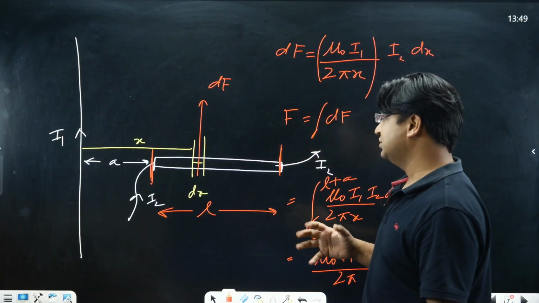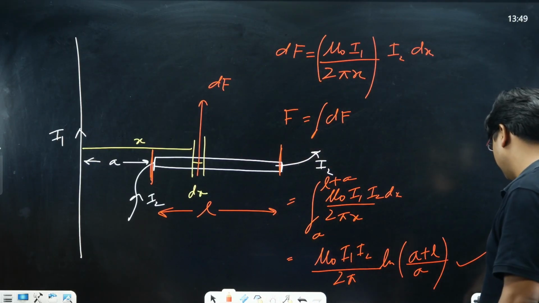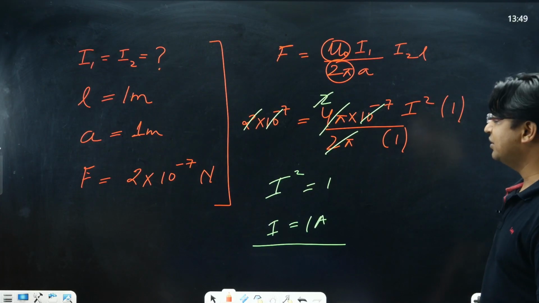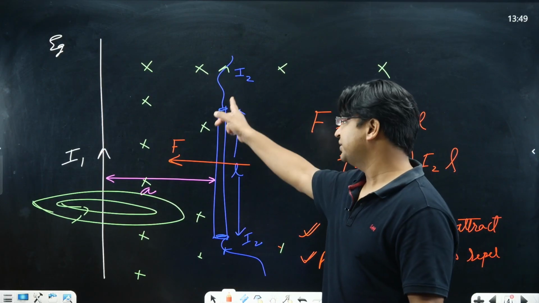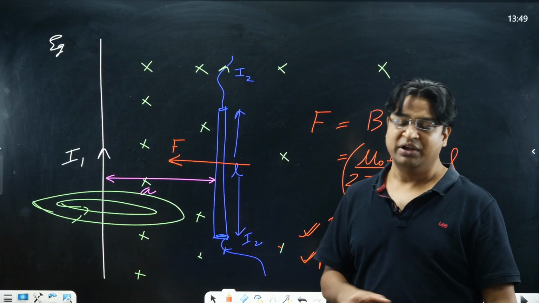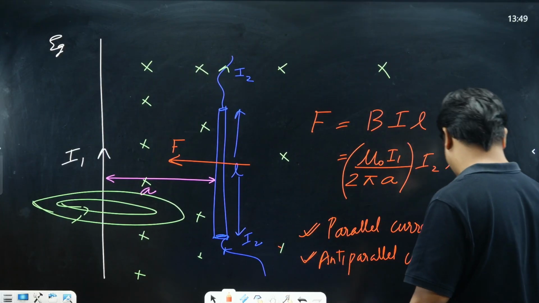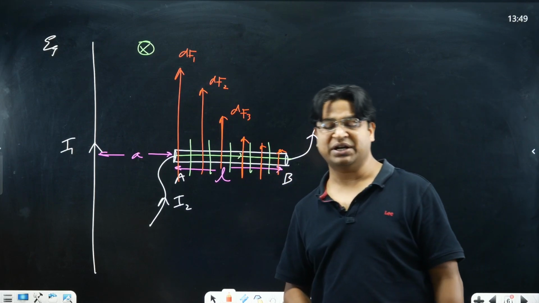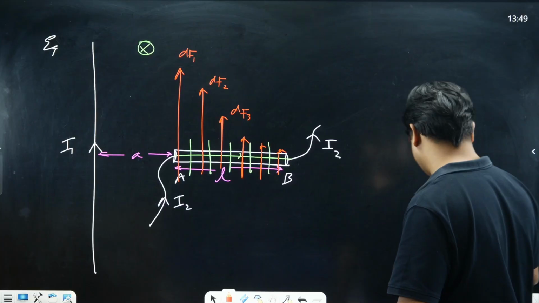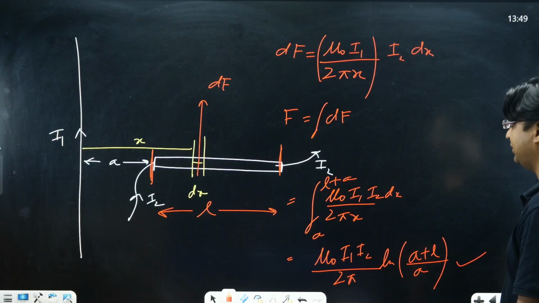So this is how the previous question can be modified. Previously we kept the rod parallel to the wire, so all the points were experiencing the same magnetic field, and therefore we were not required to integrate. In the next situation, because different parts were experiencing different magnetic fields, we had to integrate, and this is what we get by integration.